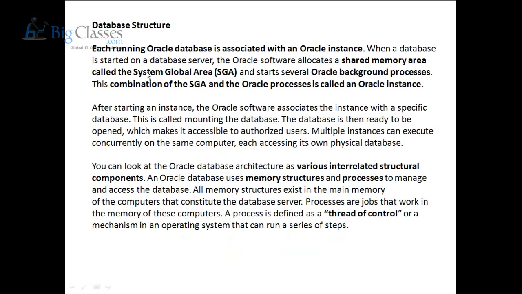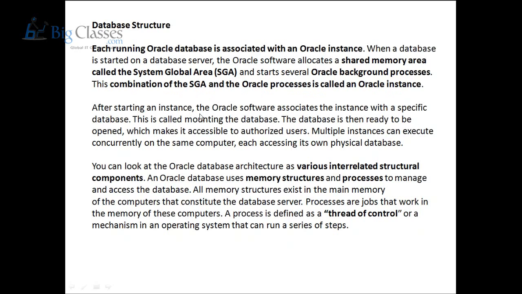So when a database is started on your database server, Oracle software allocates a shared memory area called the system global area. Right? So there is a memory allocation happening for the background processes to execute. That term used for that memory allocation is called system global area, and it starts several Oracle background processes. So the combination of SGA and the Oracle processes is called an Oracle instance. So that is the first component of your database architecture.